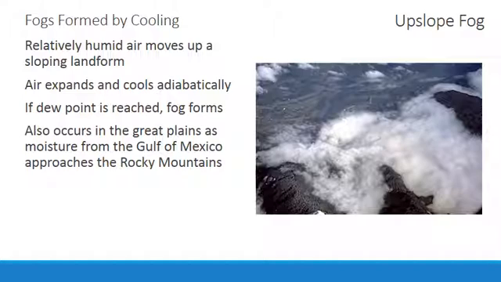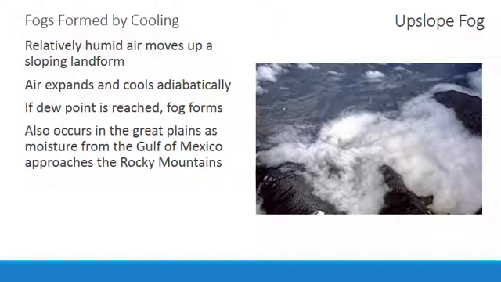It's easy to visualize how upslope fog might form in mountainous terrain. However, in the United States, upslope fog also occurs in the Great Plains when humid air moves from the Gulf of Mexico towards the Rocky Mountains. You may have heard that Denver, Colorado is known as the Mile High City, and that's because it's 5,280 feet or so above sea level.